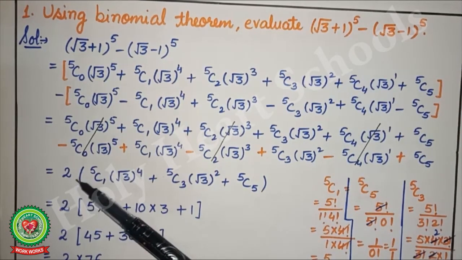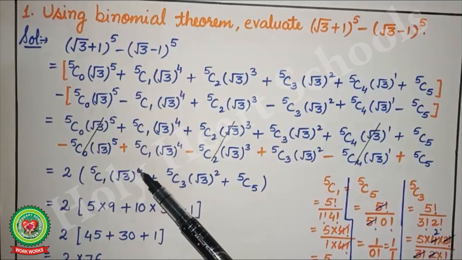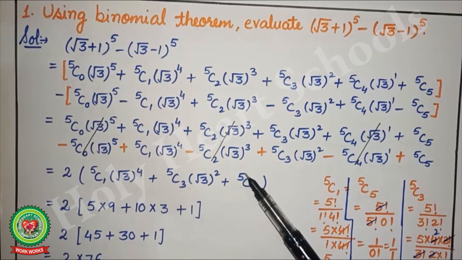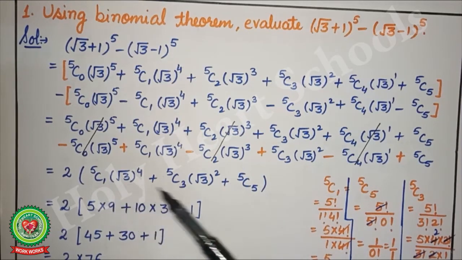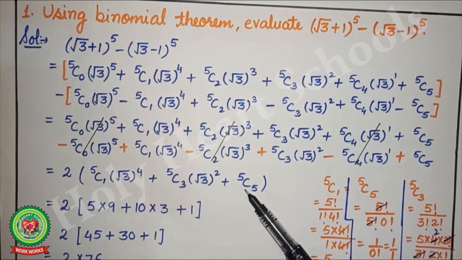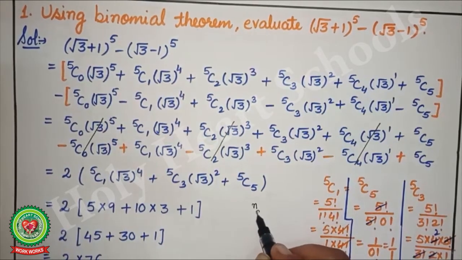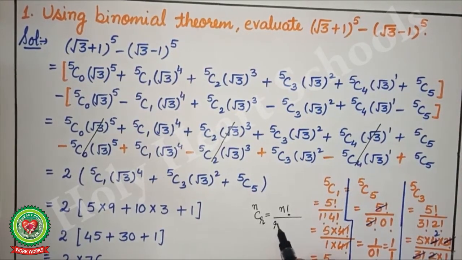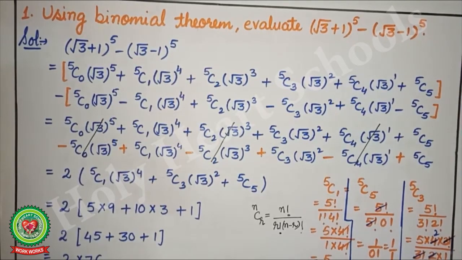So, it will become 2 times [5C1 into root 3 raised to power 4 plus 5C3 root 3 raised to power 2 plus 5C5]. Now, these are the binomial coefficients. We can find their values by using the formula of nCr. It is equal to n factorial upon r factorial into (n minus r) factorial. Now, first is 5C1. So, 5C1 can be calculated as 5 factorial upon 1 factorial into (5 minus 1) which is 4 factorial.